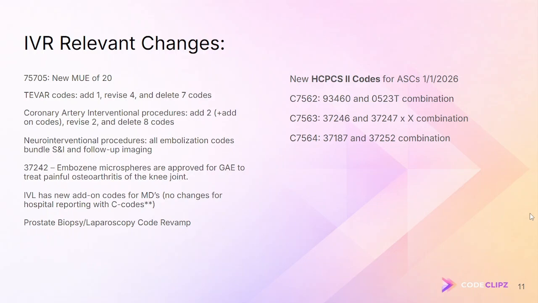The neurointerventional procedures now bundle S&I and follow-up. Also, a lot of GAE procedures have come through, and it's notable that the Embosphere microspheres are now approved for osteoarthritis of the knee joint. It looks like it will also transfer to other joints and other areas, but we're just waiting on those changes. Another note on that, I've seen a lot of denials because the catheter codes have been denied along with that. This is treated as a known condition.